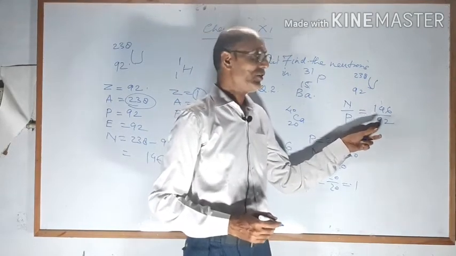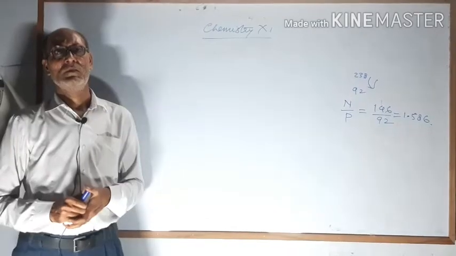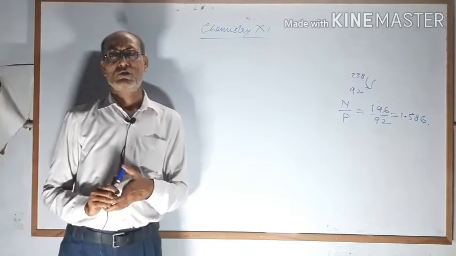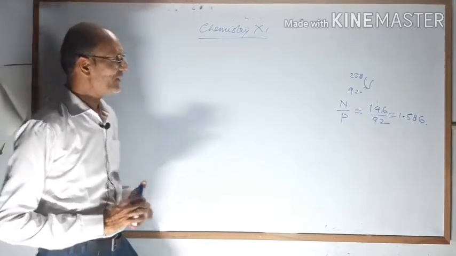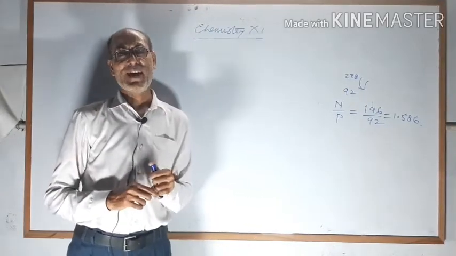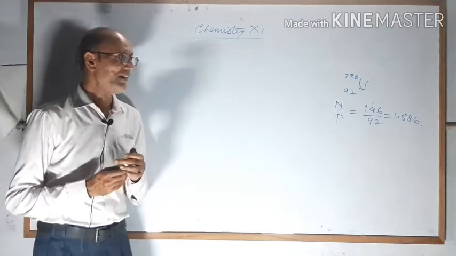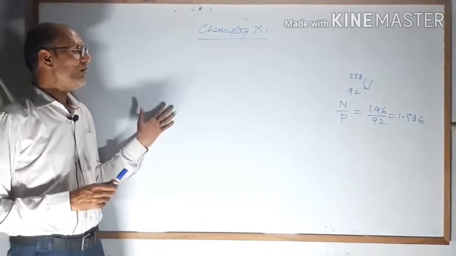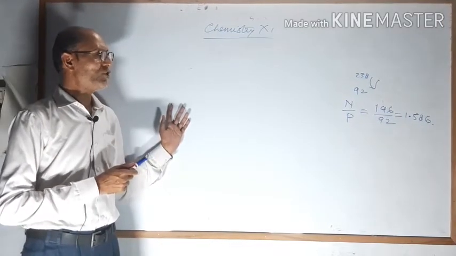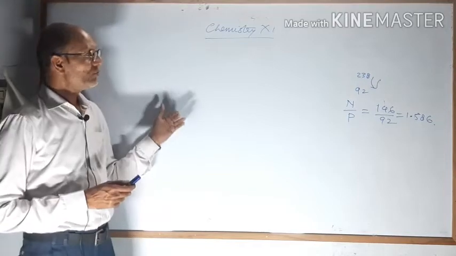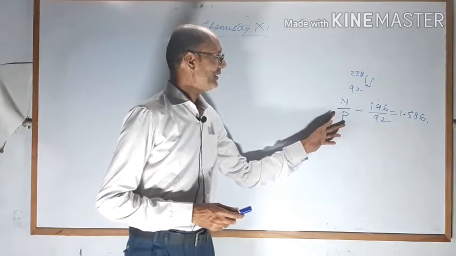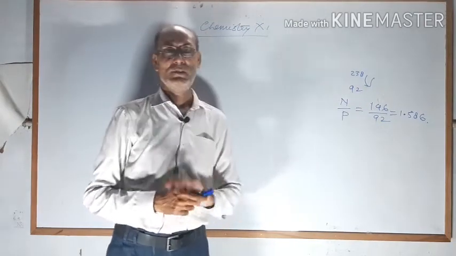So divide it, and what will be the answer? Please write in the comment section. Okay, student? So when you divide 146 by 92, you will get the answer 1.586. This is not 1, this is more than 1, and it is more than 1.5. So what you are observing here, as we move above scandium, 21 or more, the N upon P ratio, that means the neutron to proton ratio of any nucleus, will increase.